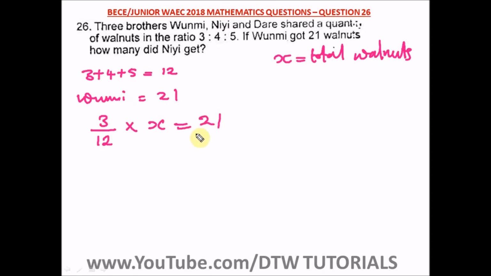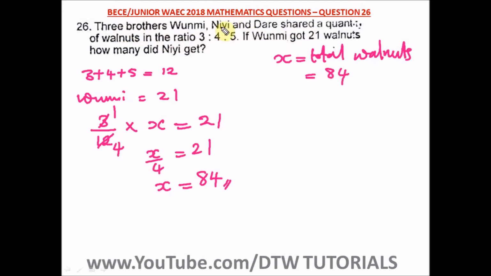Please, I hope you remember our ratio and proportion. So x is the total walnuts. We have to look for x, since we've been given Wumi's exact amount of walnuts. Here 3 would go 1, and 3 in 12 will be 4. So we have x over 4 equal to 21. All we need to do is cross multiply. x is equal to 21 times 4, which will give us 84. So the total is 84 walnuts shared between the three brothers.